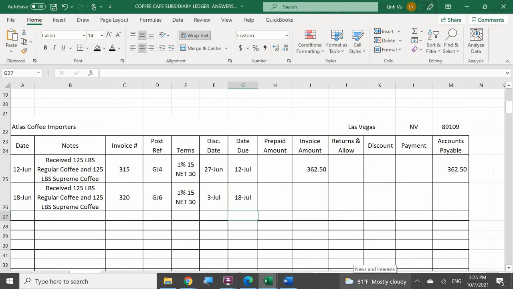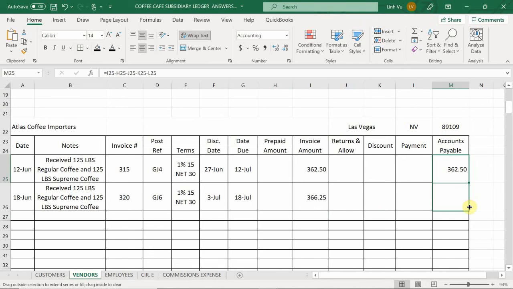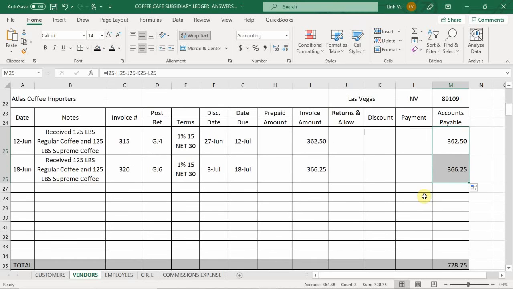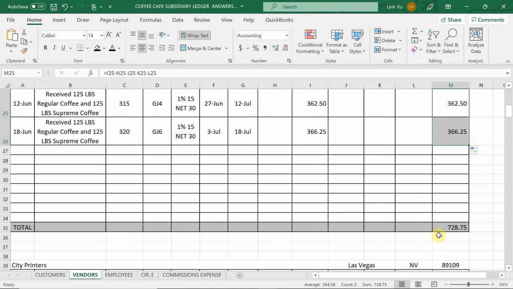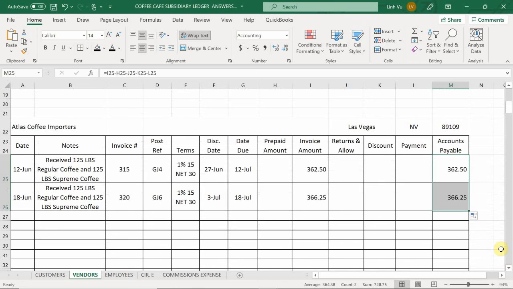So in this case, what was my total bill amount? 366 and 25 cents. So if I pull down my formula, I owe an additional $366.25, to give me a grand total right now of $728.75. Right? Good.